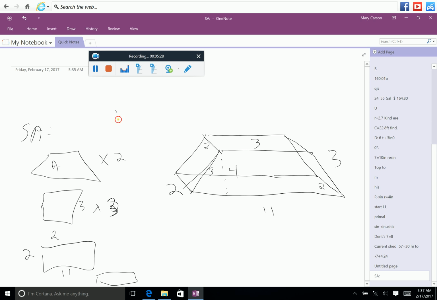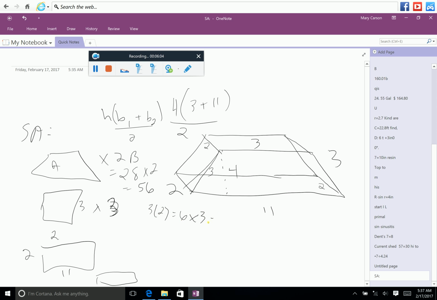So we have to find the area of a trapezoid, which is your base 1 plus base 2 divided by 2 times your height, right? So you're just looking at the trapezoid. So your bases are 3 and 11. Your height of your trapezoid is 4, and you divide it by 2. So that's going to be 14 times 4 divided by 2. So that's going to be 28. That's the area of your base times 2, which is going to be 56. All right, this one, the area is going to be 3 times 2, which is 6, times 3, which is 18. And then this one's going to be 2 times 11, which is 22. And then the last thing you do for the surface area is you add them all up. So you've got your 56 plus your 18 plus 22. I'll let you finish that one.